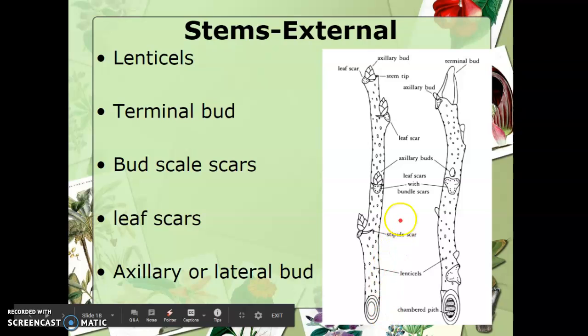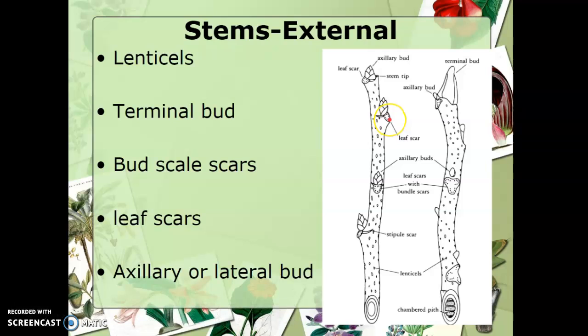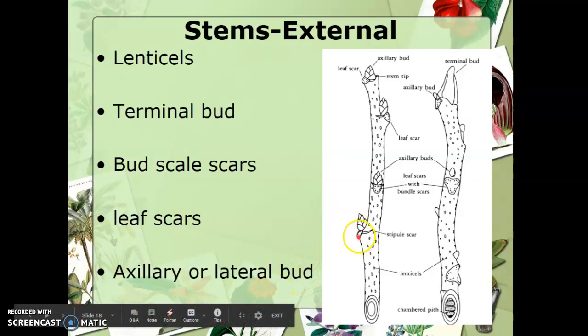Leaf scars are usually going to be on the sides of the stems as well, and that's where previous years' leaves may have fallen off throughout the stem growth. It could be also where the stipules that are at the base of a leaf have fallen off as well.